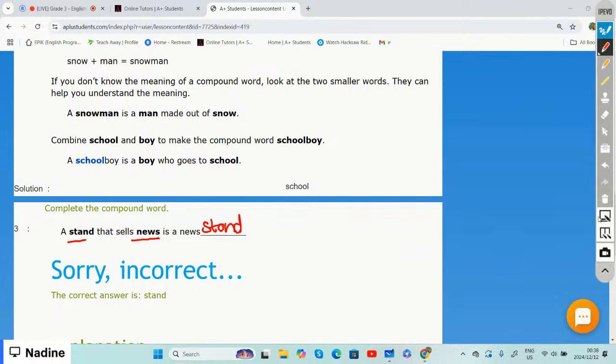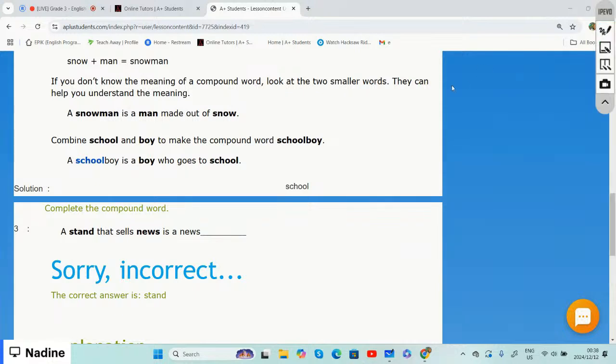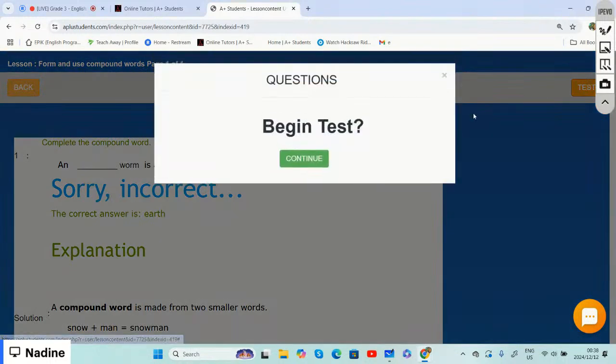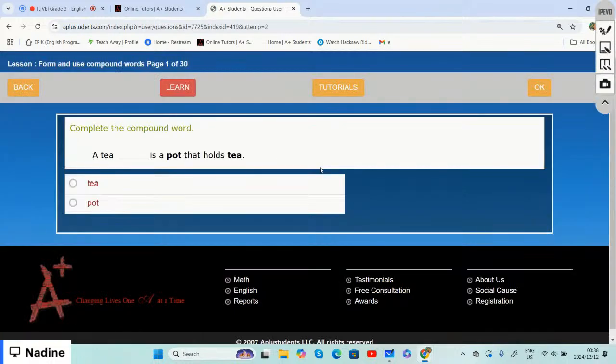So now we're going to our test, where we're going to form and use compound words. A newsstand is correct. Well done. All right, so now we're going to do our test. We're going to form and use compound words.